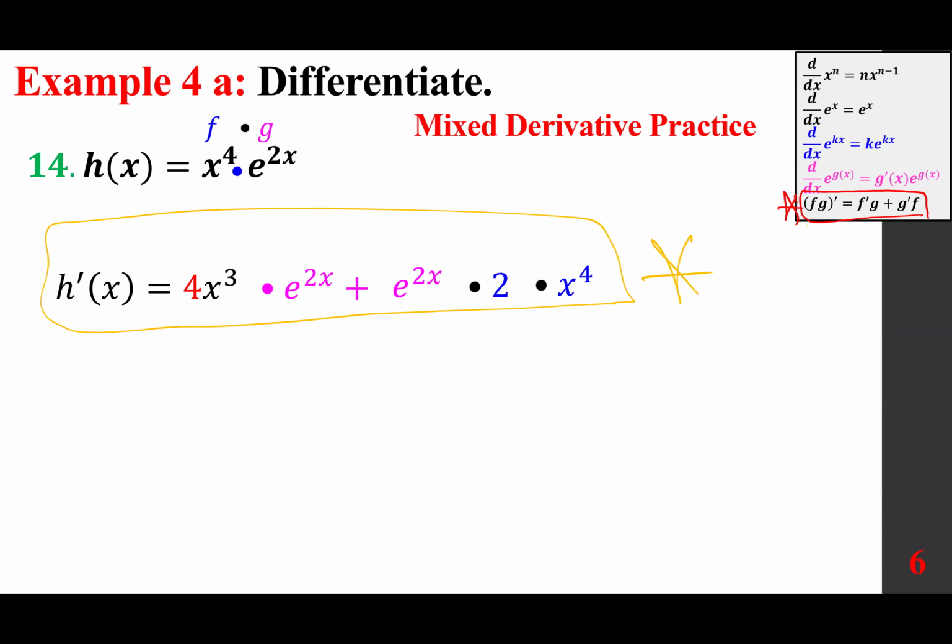So to do so, we find a common factor. I hope you realize between 4 and 2, 2 is in common. x cubed and x to the power of 4, x cubed is in common, and these two just e to the power of 2x. So the common factor is 2x cubed e to the power of 2x. If I divide this one by this one, it just gives me 2. If I divide this one by this one, it just gives me x. Therefore, 2x cubed e to the power of 2x times the parentheses 2 plus x is the final answer.